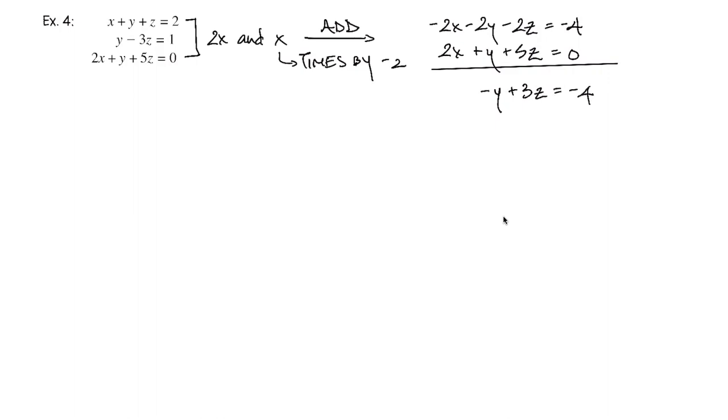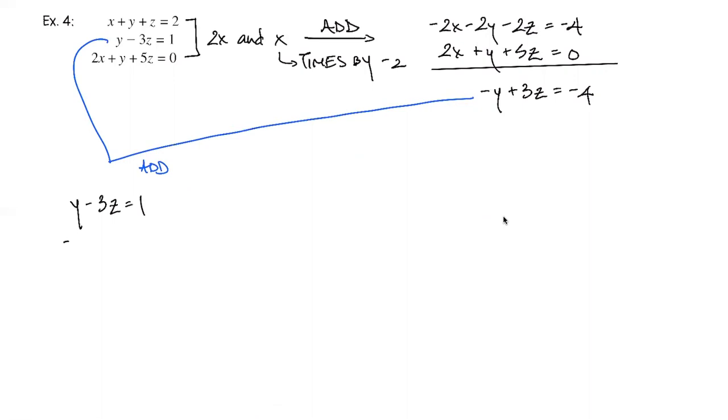Excellent. All right, so I've actually got two equations that have the same two letters. This equation, y minus 3z equals 1, and this equation, negative y plus 3z equals negative 4. And it looks to me like I can just add at this point, right? So let's write them on top of each other. y minus 3z equals 1. Negative y plus 3z equals negative 4. 0 equals negative 3.